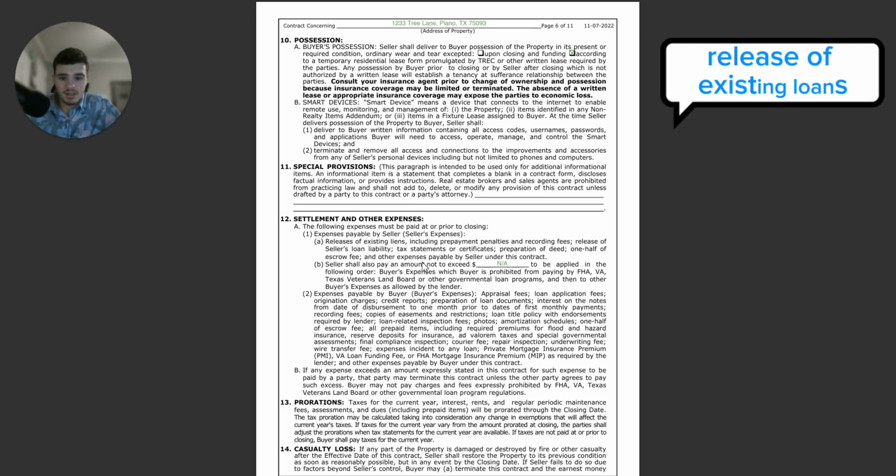Release of existing loans, including prepayment penalties and recording fees, release of seller's loan liability, tax statements or certificates, preparation of deed, 1/2 of escrow fee, and the other expenses payable by seller under this contract. Seller shall also pay an amount not to exceed blank to be applied in the following order. Buyer's expenses, which the buyer is prohibited from paying according to FHA, VA, or Texas Veterans Land Board, or other governmental loan programs, and then the other buyer's expenses that are allowed to be paid for by the lender. So if they're using an FHA or VA, the seller is going to have to pay at least a little bit, because there are closing costs that the buyer is not allowed to pay.